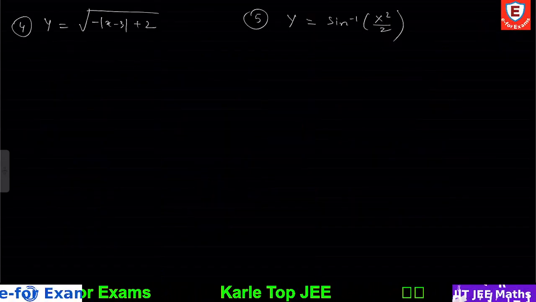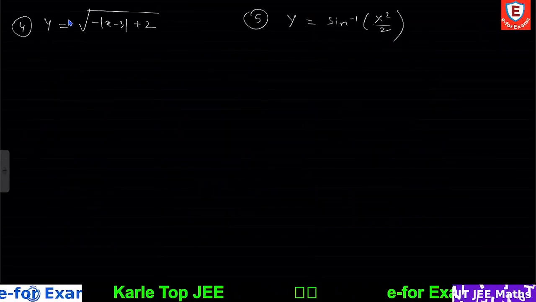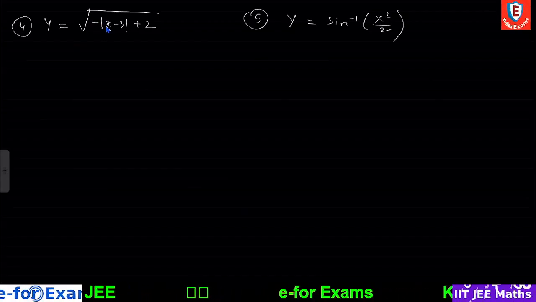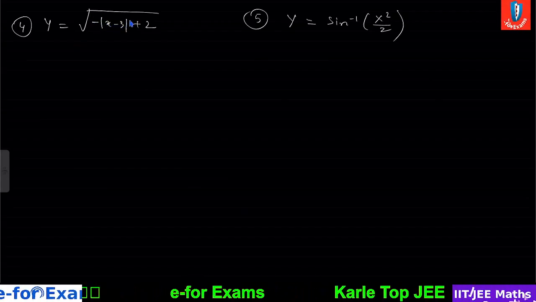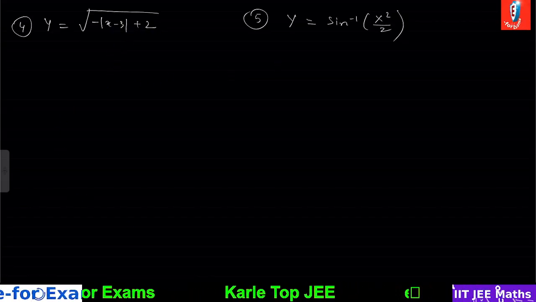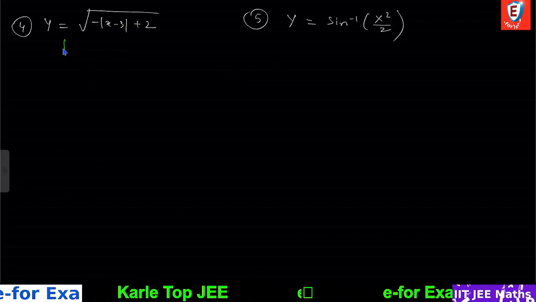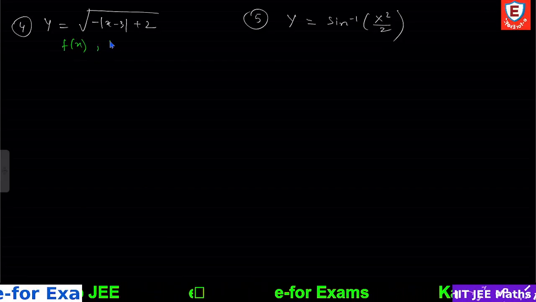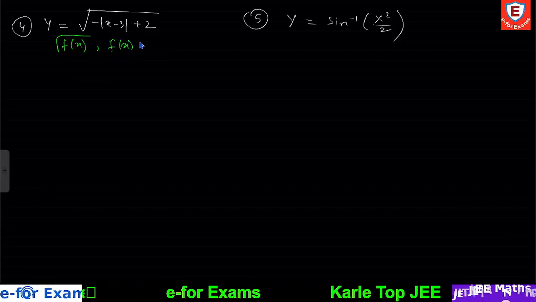Next, number 4, y equal to root over minus of mod of x minus 3 plus 2. Here, this is root over f of x format. So f of x should be greater than or equal to 0.